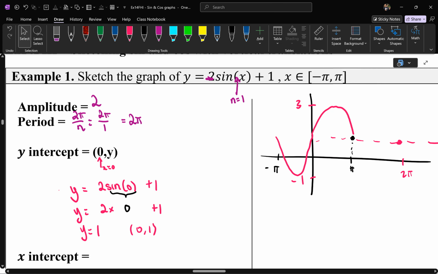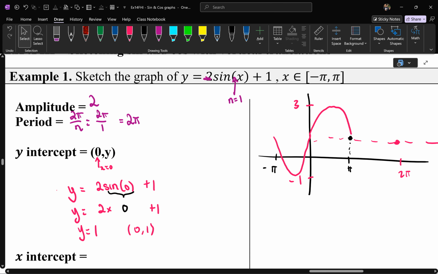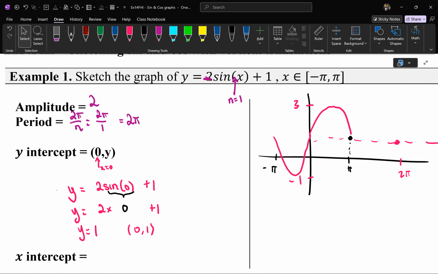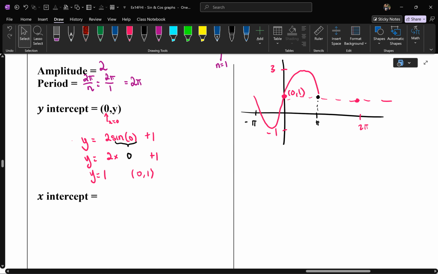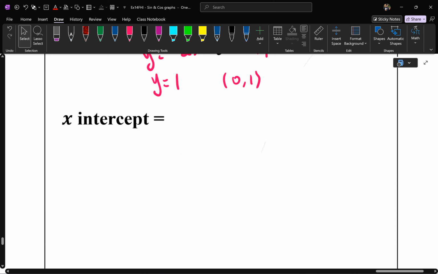Which hopefully wasn't a surprise to you, because we shifted the graph up by 1. So initially it was at 0, went up by 1, so of course it's at (0, 1). So even if you didn't know that, solving for it should have proven the fact that your intercept should have been (0, 1). So that's good. We're on the right track. Next one, x-intercept. We expect that you should have 2. So let's see if it's true.